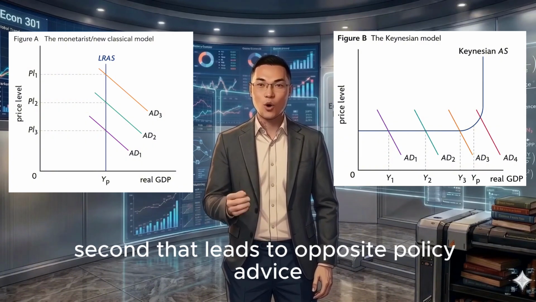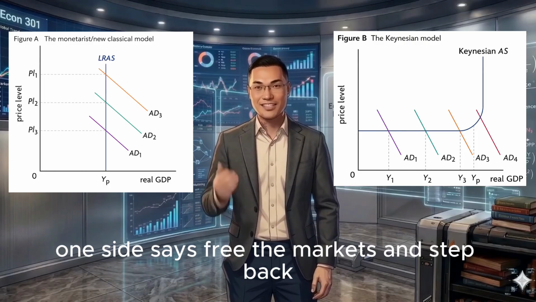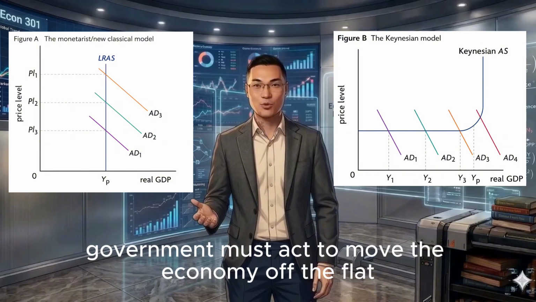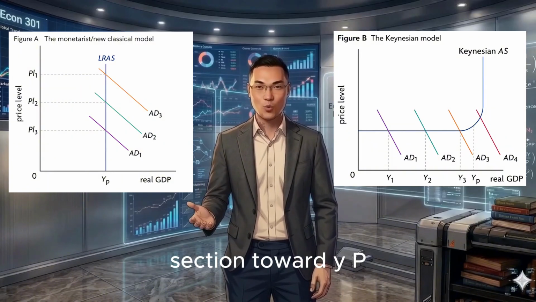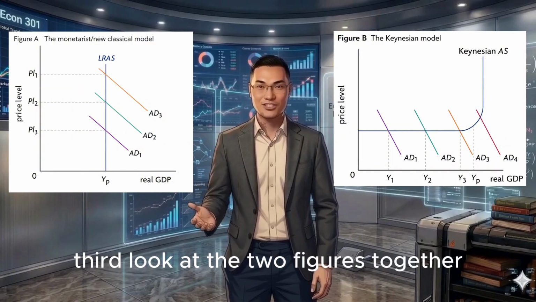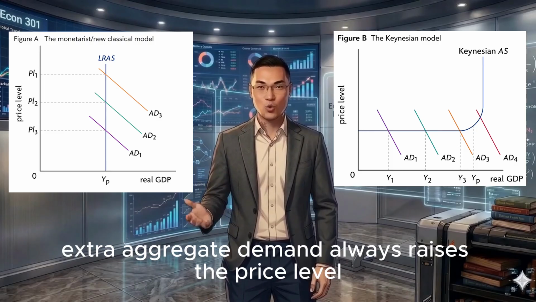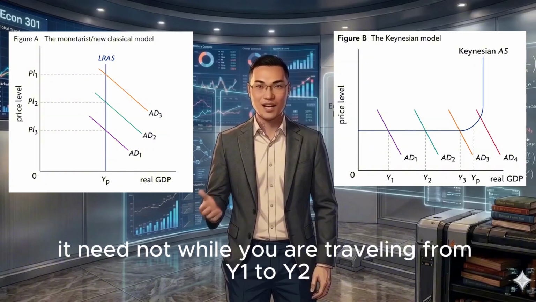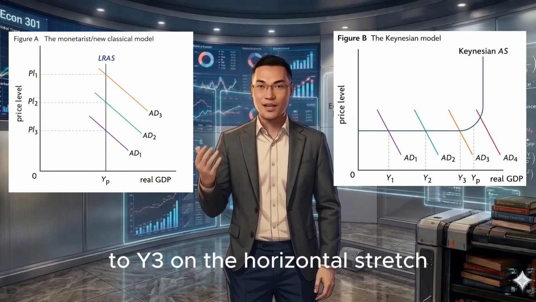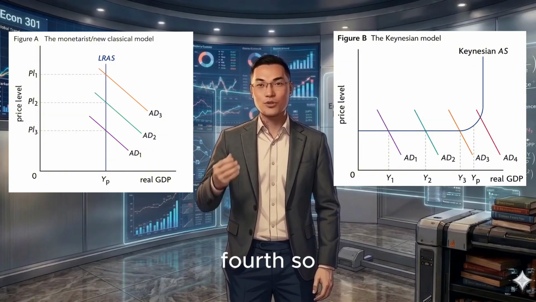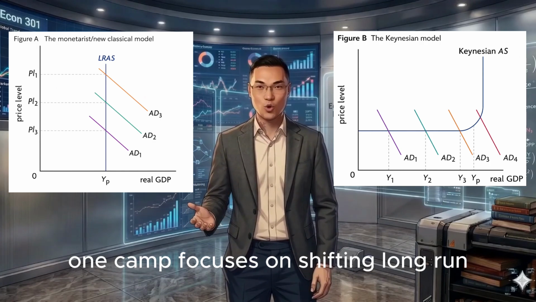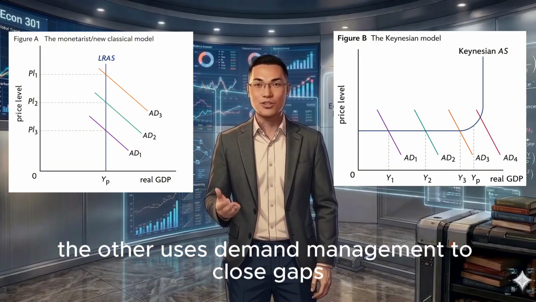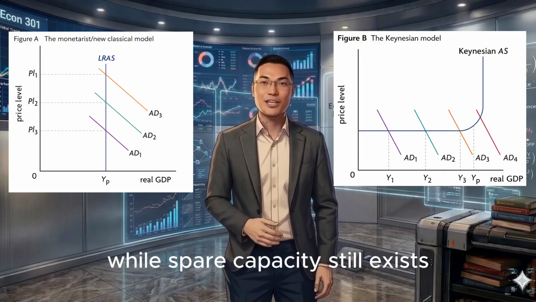Second, that leads to opposite policy advice. One side says free the markets and step back. The other says government must act to move the economy off the flat section toward YP. Third, look at the two figures together. Extra aggregate demand always raises the price level in Figure A. In Figure B, it need not while you are traveling from Y1 to Y2 to Y3 on the horizontal stretch. Fourth, so one camp focuses on shifting long run aggregate supply to grow without inflation. The other uses demand management to close gaps while spare capacity still exists.